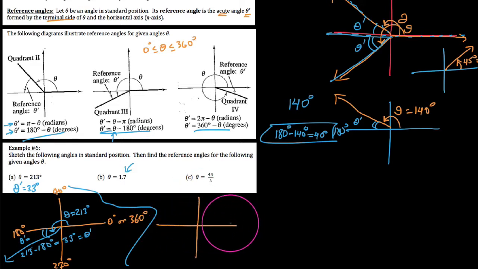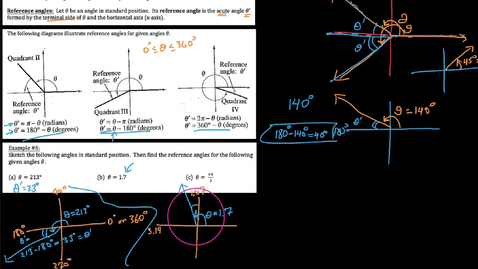I'll try to draw this a little bit smaller, but I say, where would 1.7 radians be? Well, what I know is this is pi, or 3.14, and half of that is 1.57, reasonably. So 1.7 radians would be this measurement right here. A few things I want to say about this. First of all, our original angle is 1.7. And second of all, the reference angle is not this angle right here.